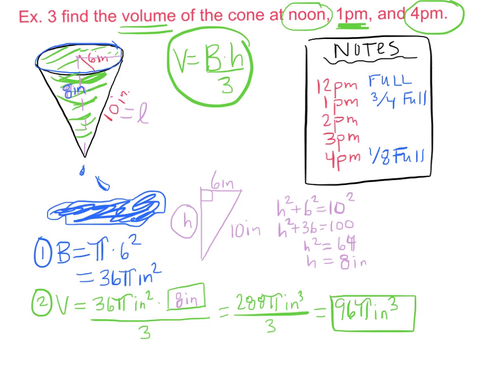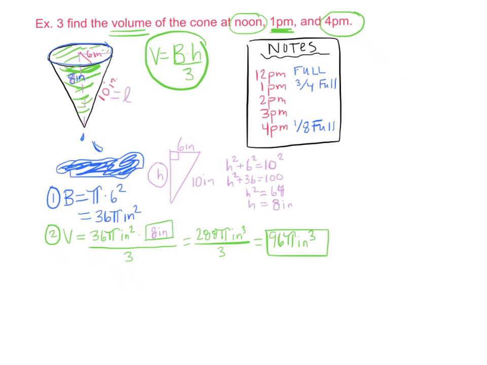Now the question is how am I going to find the volume at 1 p.m. and 4 p.m.? So let's review our question. In the notes I said that at 12 p.m. it was full, at 1 p.m. it was 3/4 full, and at 4 p.m. it was 1/8 full. I'm looking for how much water was inside the cone at 1 p.m. I'm going to need a little bit of space. I'm going to go ahead and move this image over. Let's check this out.